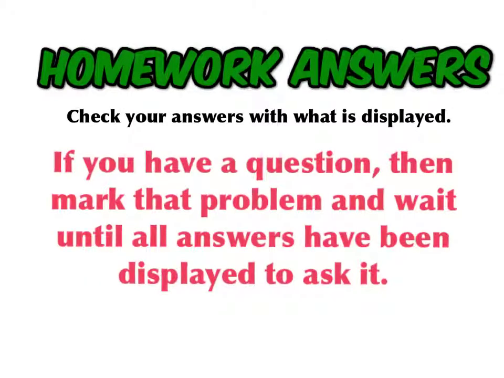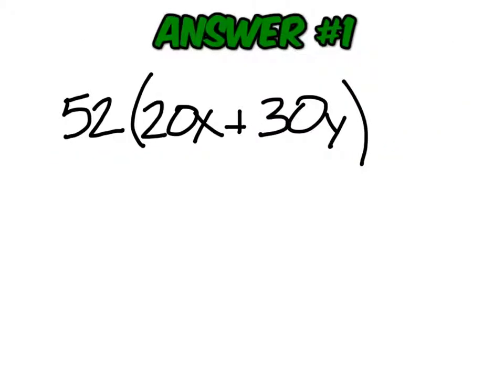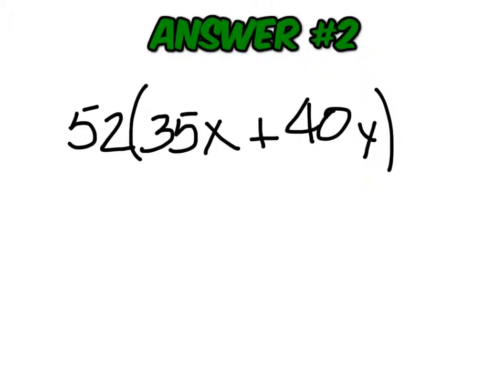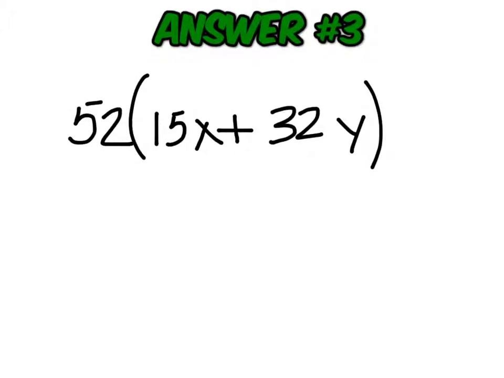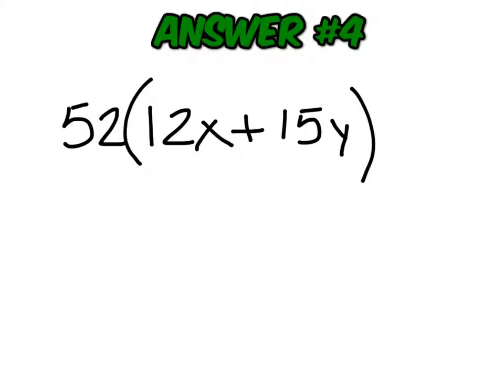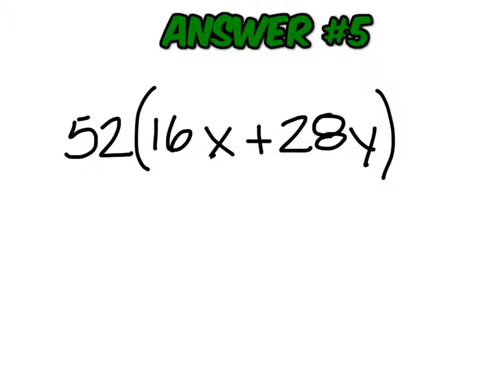All right, here are the answers. Put a check mark beside the ones that you have right. Number 1, 52 times the quantity of 20x plus 30. 2 is 52 times the quantity 35x plus 40y. 3 is 52 times 15x plus 32y. 4 is 52 times the quantity 12x plus 15y. 5 is 52 times the quantity 16x plus 28y.